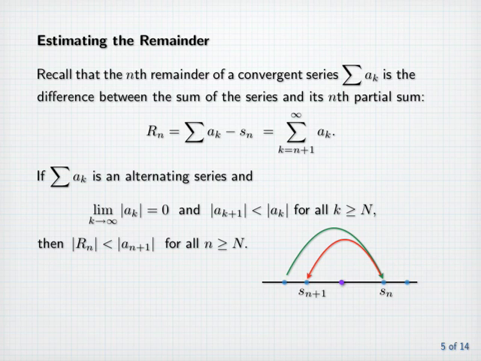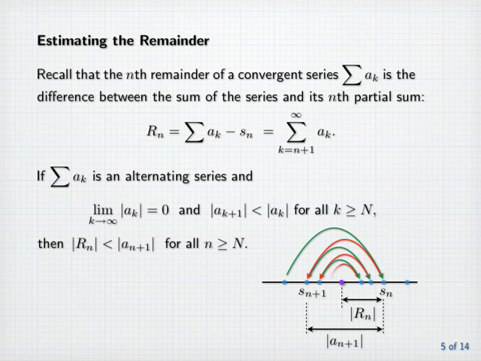The distance from s sub n to the limit is exactly the absolute value of r sub n, and the distance between s sub n and s sub n plus 1 is exactly the absolute value of a sub n plus 1. Therefore, this picture makes it clear that the absolute value of r sub n is always less than the absolute value of a sub n plus 1, provided that we're far enough out in the series that the absolute values of the terms are decreasing.